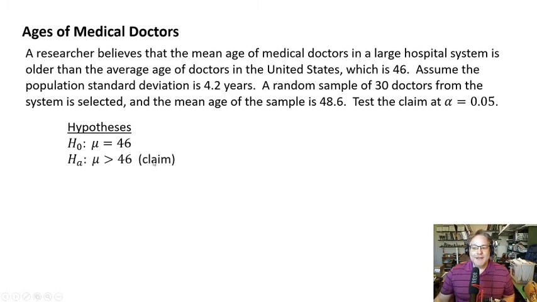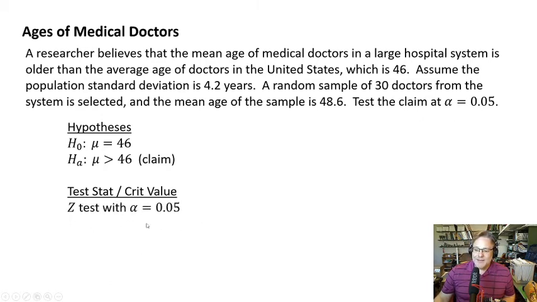The claim that the researcher is making here, that's the alternative hypothesis, that it's actually larger than 46. So think to yourself, is this going to be a two-sided, two-tailed test, or is this going to be just a one-tailed test? Here's the test statistic here. It's going to be a z-test with this level of significance, alpha being 0.05.